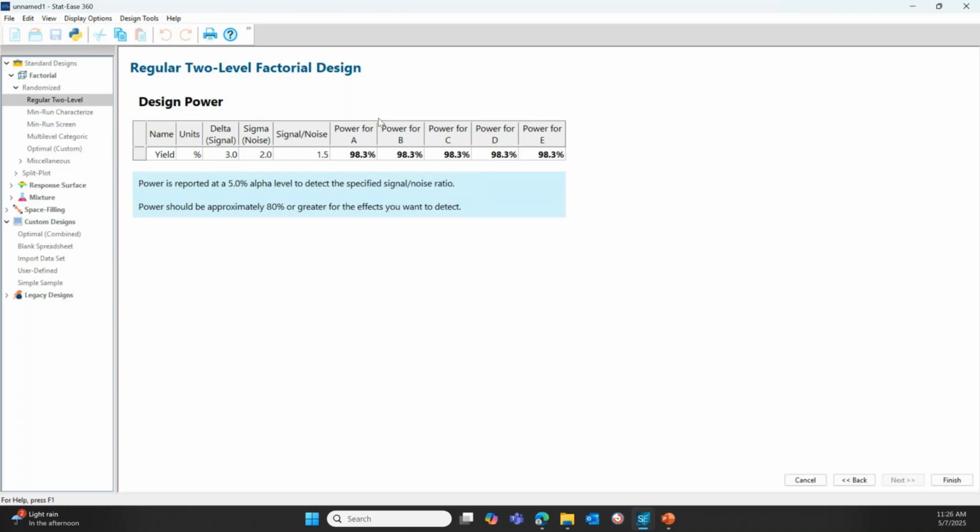So what is this saying? It's saying with the 32 runs that we're collecting, if any of the factors, A, B, C, or D, all of these factors, turn out to be important, we have a 98% chance of detecting that. Okay, that's pretty good. We want to be at least 80%. The little blue boxes in our software give you the key information you should be looking at on any given screen. So this is saying we want that to be at least 80, and we're good. So we're going to continue and finish this design.